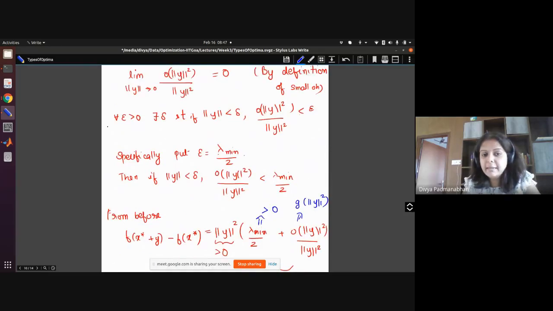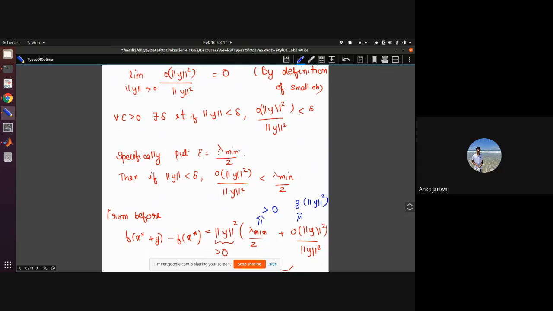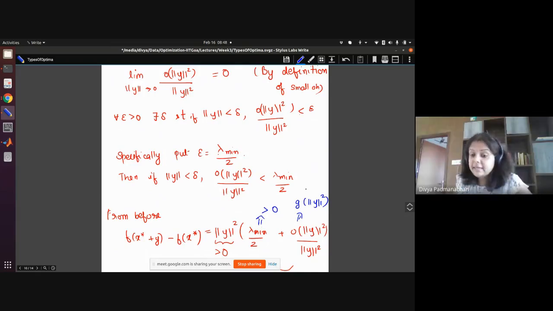In particular, if you take this epsilon as lambda min by 2, then this quantity is going to be less than lambda min by 2. You specifically plug in this value of epsilon. This value can be negative, right? The claim is this is true for any epsilon you take. If you take epsilon as 0.1, then this is going to be less than 0.1. If you take epsilon as 0.01, you'll find some delta such that this quantity is less than 0.01. So for any epsilon you take, this quantity is going to be less than epsilon.